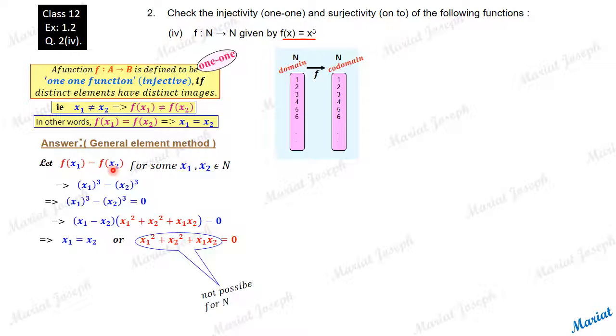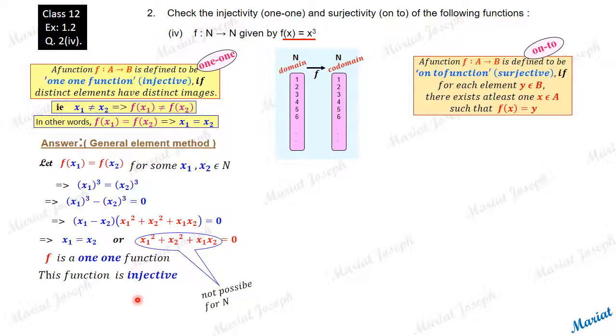Yes, it has strictly implied that if the images happen to be equal, the pre-images would be equal. There is no second possibility to make them equal. This is not possible. Hence, we conclude that this function is following this definition of one-oneness. Hence, this function is a one-one function or injective function.